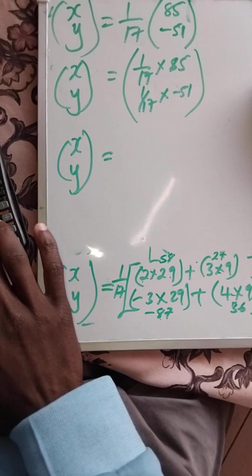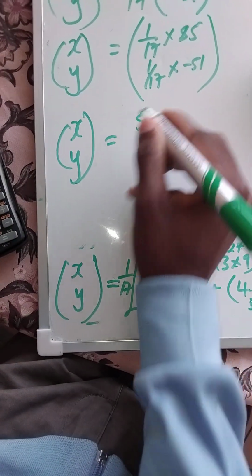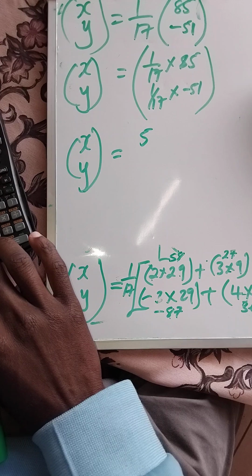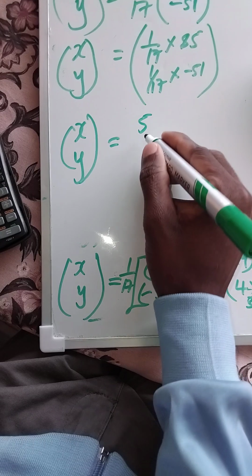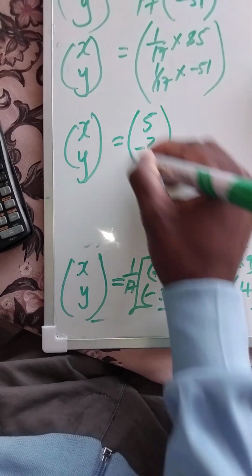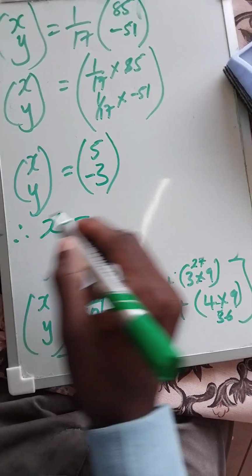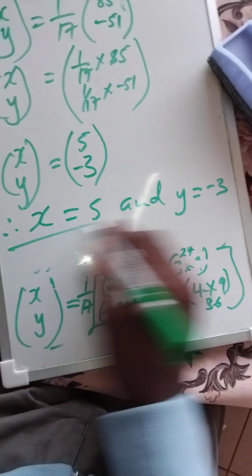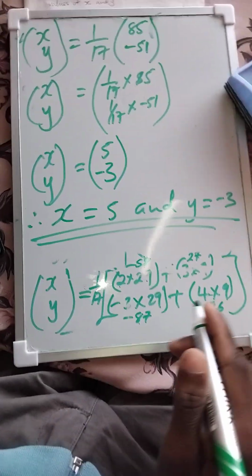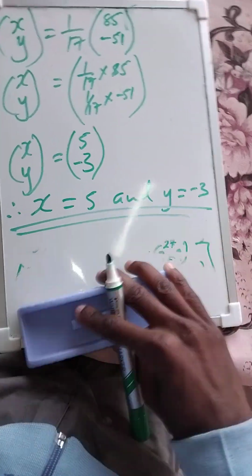Taking 85 divided by 17, we get 5. Negative 51 divided by 17, we get negative 3. Our question asks for the values of x and y, so x is equal to 5 and y is equal to negative 3. So those are our answers.